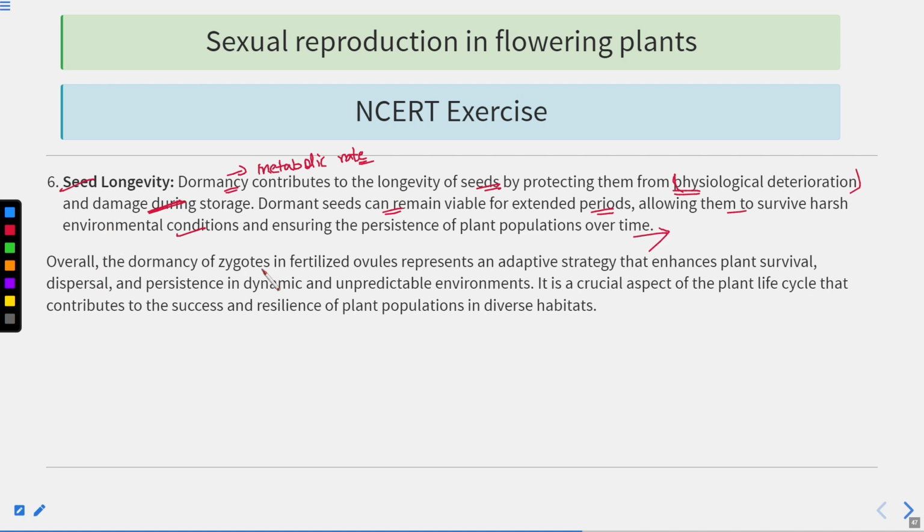So overall, dormancy of the zygotes in the fertilized ovules represents an adaptive strategy. It is a survival strategy that enhances plant survival, dispersal as well as persistence in a dynamic environment. Dynamic means ever-changing and unpredictable environment. It is a crucial aspect of the plant life cycle that contributes to the success and resilience of plant populations in diverse habitats.